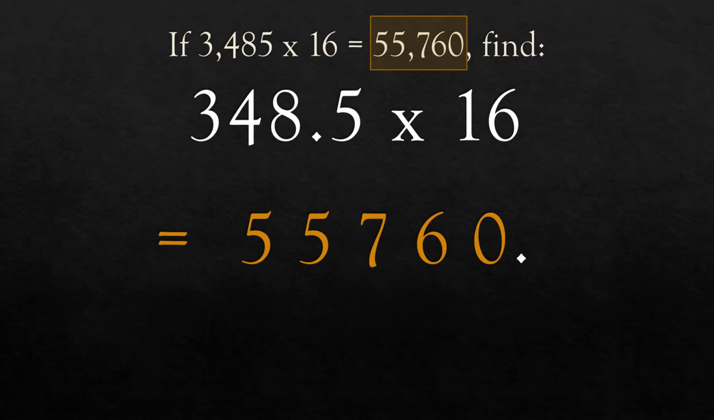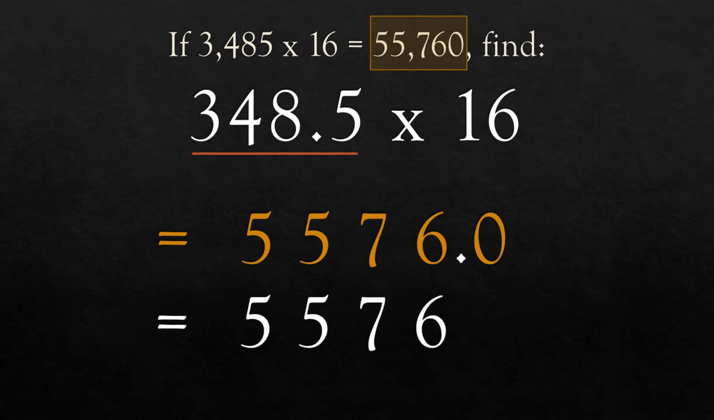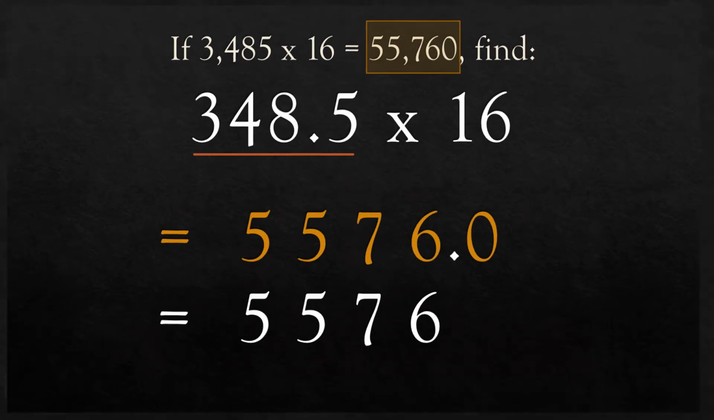Let's see. So tell me, how many digits after decimal in 348.5? Yes, 1. So in the product 55,760, count one digit from the right and place the decimal point. So the answer is 5576.0. That is 5576.